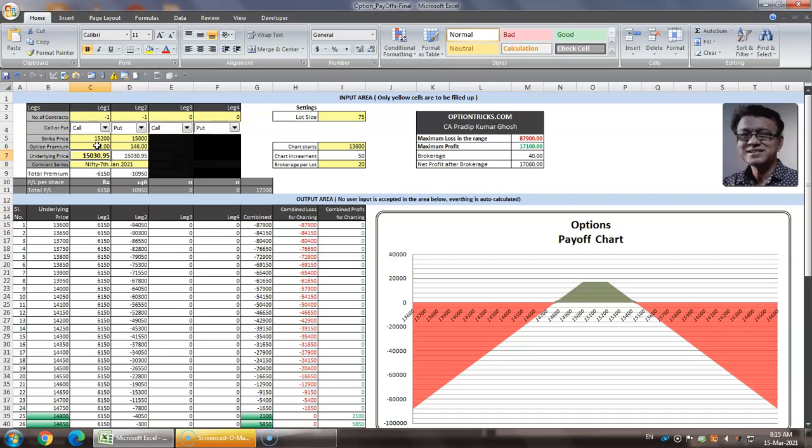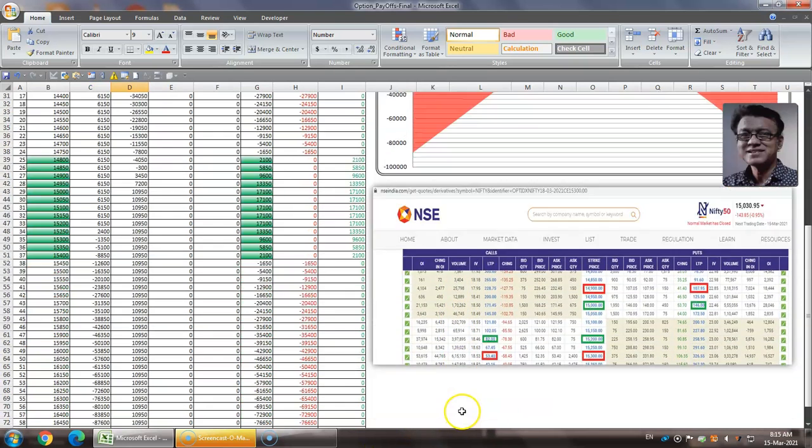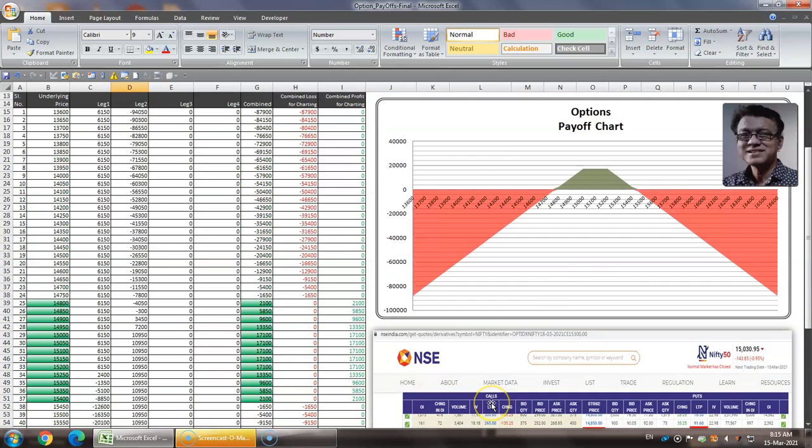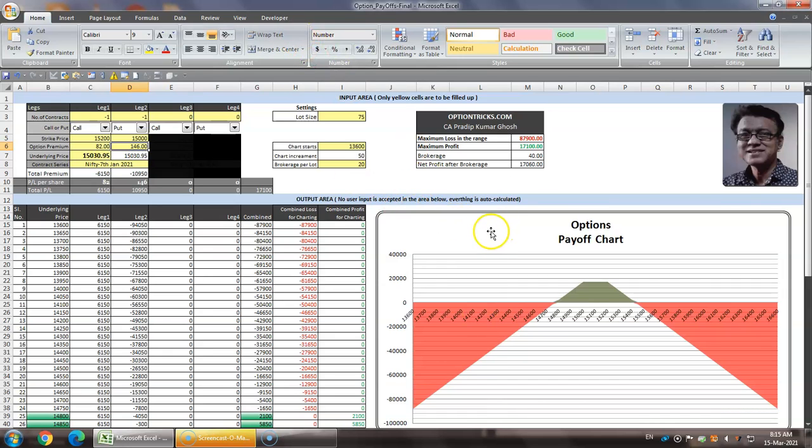He did this with this premium. Call he sold at 82 rupees because that was the premium prevailing in the market, and put he sold at 146. Here the green ones, you can see this one and this one. So these were his positions. This position is called strangle. That means he is strangling the underlying position from two sides, from the call side, this one, and from the put side, this one.